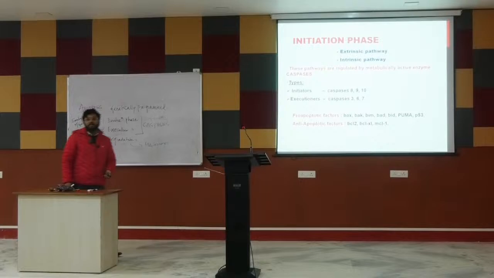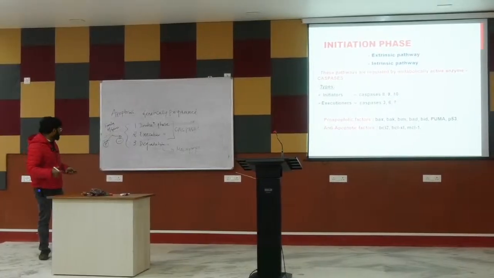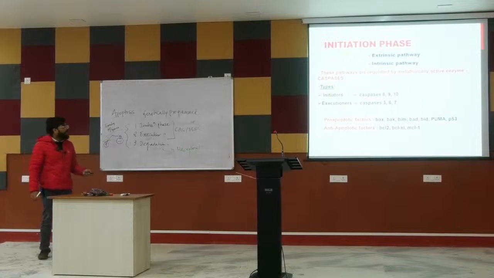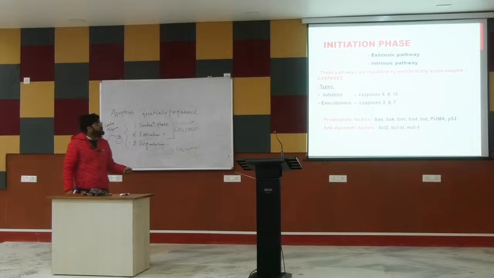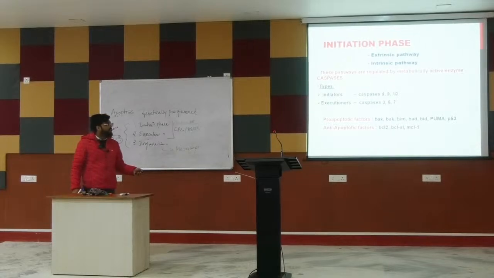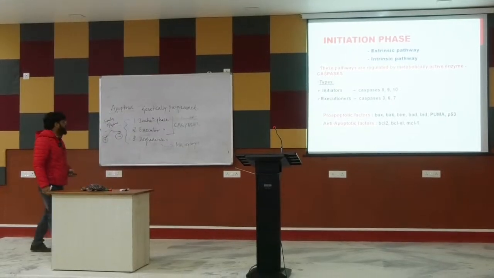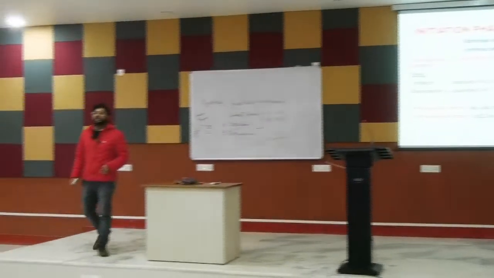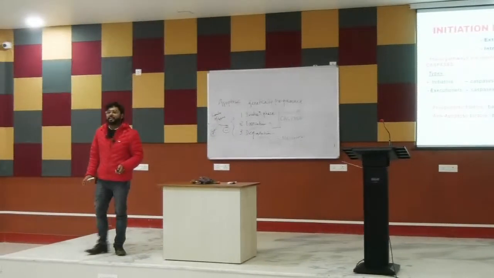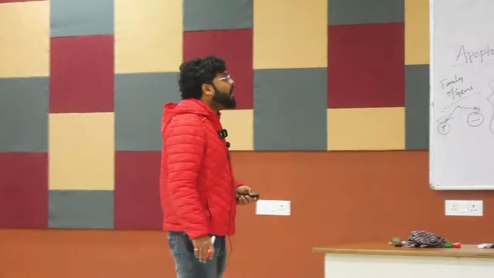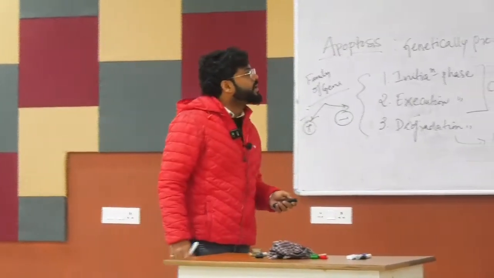These families of genes are augmenting apoptosis. But anti-apoptotic factors are the BCL2 family genes: BCL2, BCL-XL, and MCL1. These are the genes which inhibit apoptosis. Is it clear? So these are tightly controlled mechanisms.